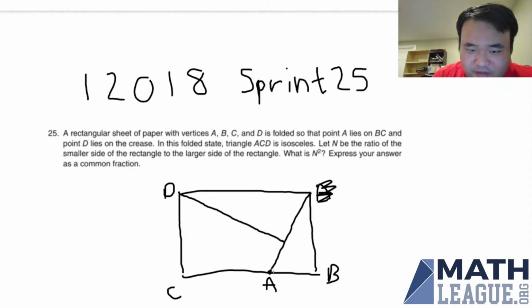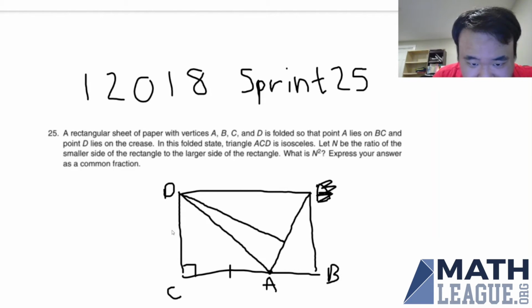Now the next step is to note that triangle ACD is isosceles. So we have this triangle here. And because this is a right angle, because it's a rectangle, and it's isosceles, we must have that AC equals AD, or CD. In particular, this means that this is a 45, 45, 90 triangle.